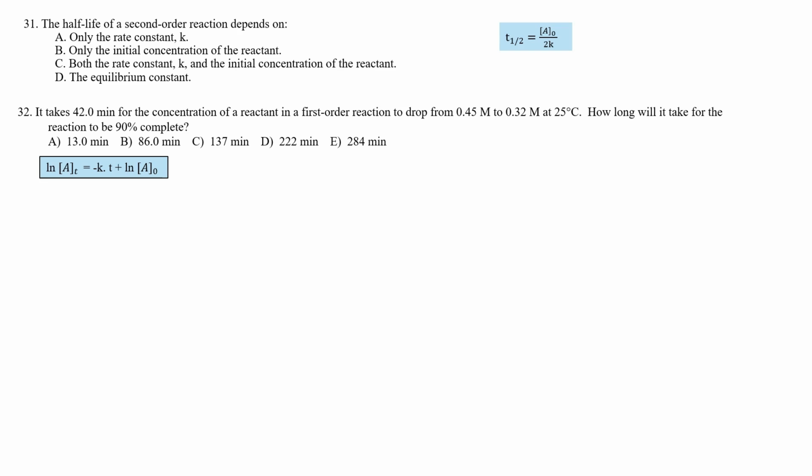This is the first order equation. So if we apply the values, ln of the final concentration 0.32 is equal to minus rate constant times time taken, 42 minutes, plus ln of initial concentration 0.45. After you solve this, you can see the rate constant is equal to 8.12 times 10 to the negative 3.